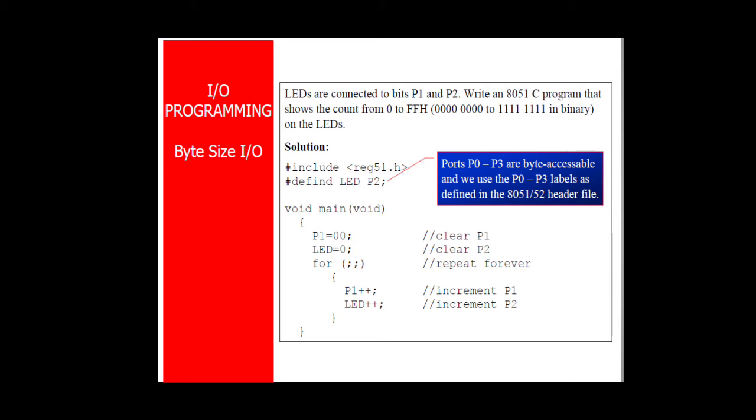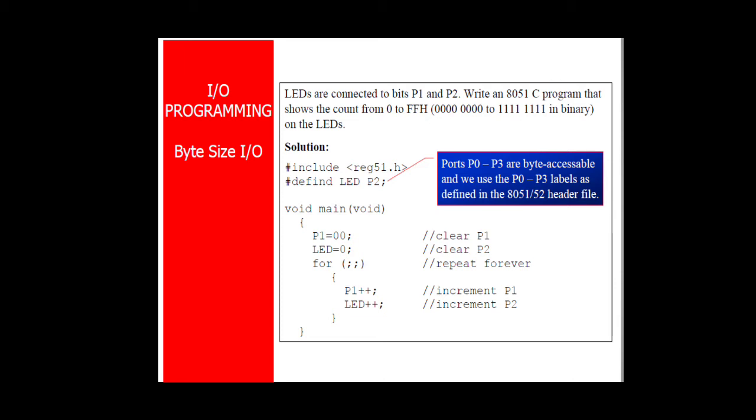Here, the first statement is the preprocessor statement hash include, the header file, and the second statement is hash define LED P2, which means we are giving a name to the port P2. Wherever we write LED, it is P2 only, the port P2 only.